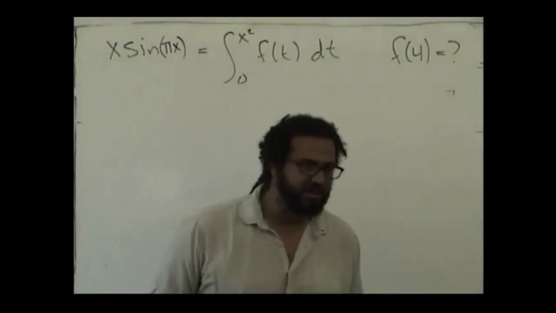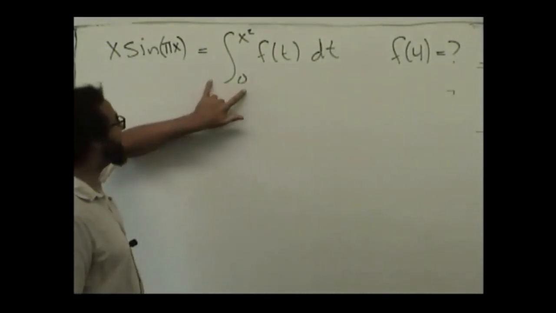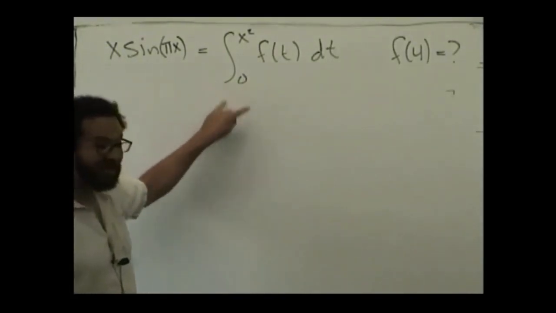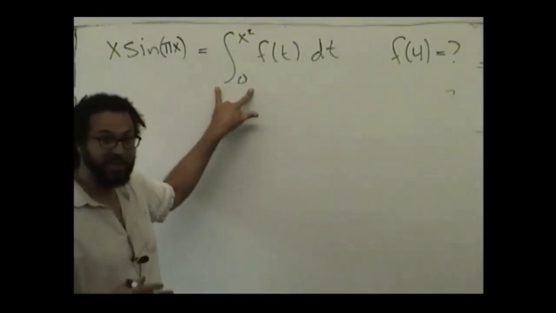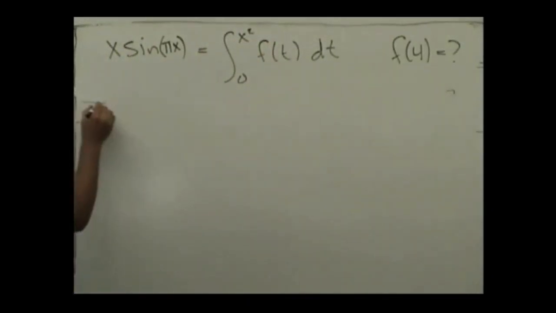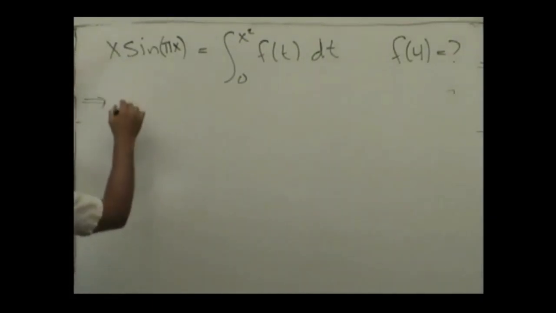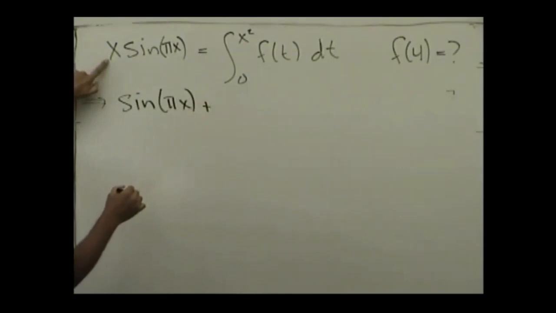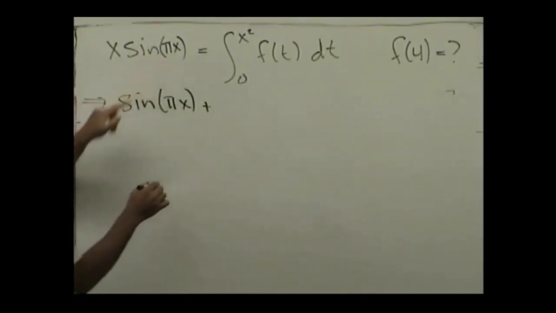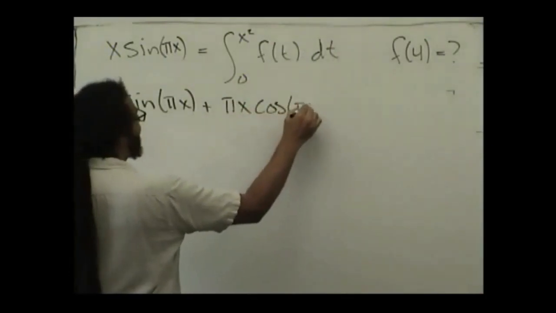So the question is, how do I get the function f by itself? I need to undo the integral sign, and the fundamental theorem says I can undo the integral sign by taking a derivative. So let me take the derivative of both sides. On this side, I'll need the product rule. It's the derivative of the first thing times the second, so sine of pi x, plus the first thing times the derivative of the second. So that's going to be pi x cosine of pi x.